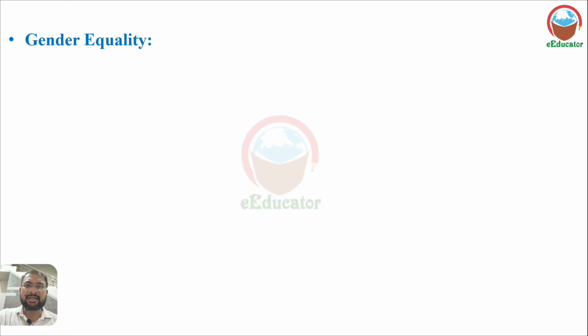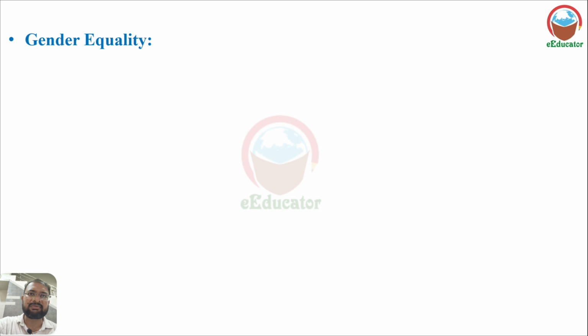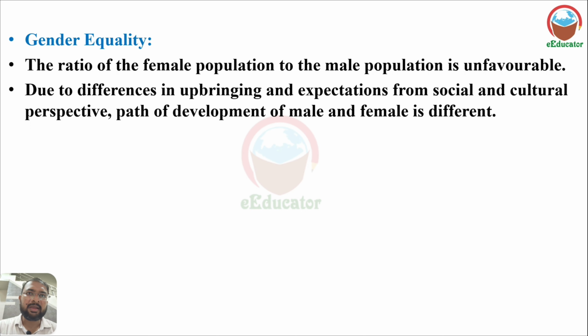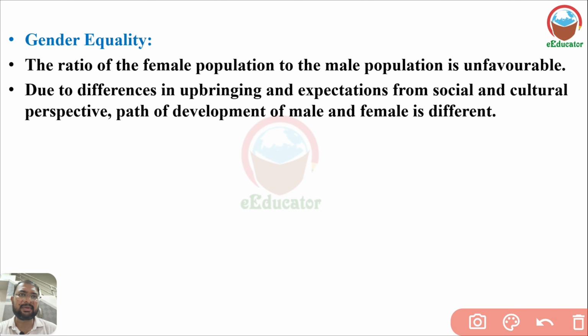Now another, gender equality, equality between male and female persons here. The ratio of the female population to the male population is unfavorable. We generally find that males are dominating, so the male ratio is more compared to the female. Due to the differences in upbringing of a child, upbringing of girls, and expectations from the social and cultural perspective, the path of development of male and female is different. If the family has a baby boy and a baby girl, the upbringing and expectations of the family are totally different for boys and girls. So we find gender differentials in the family.